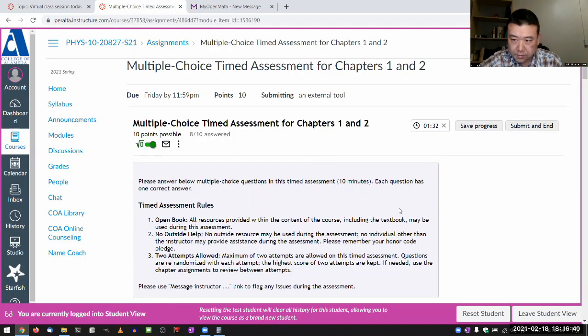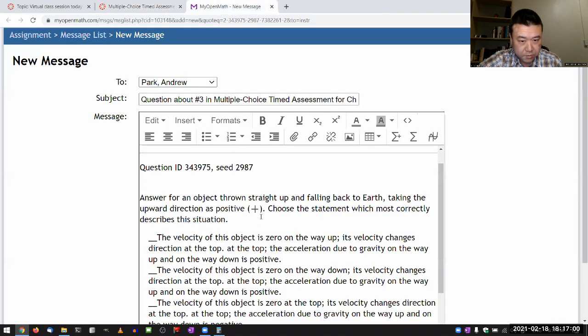It might be worthwhile. So I'm going to do this. Oh yeah, 8 out of 10 answered. So I want to click on save progress. So I have 10 out of 10 answered. And I think I can show you what happens when your time runs out and somehow you didn't get to click submit and end. So let me do that. I'm going to write this message to myself.